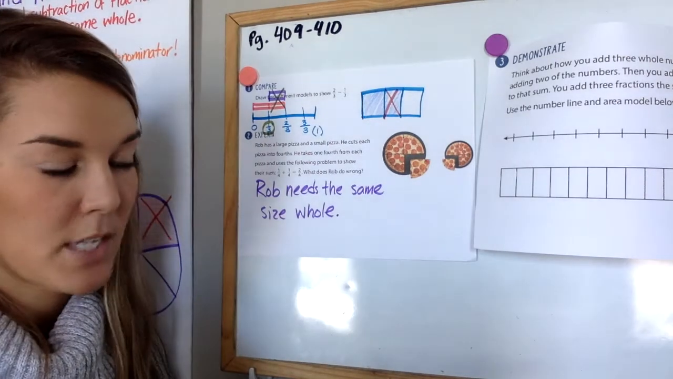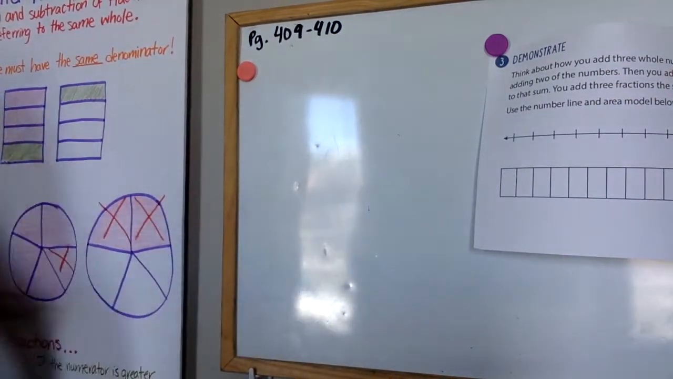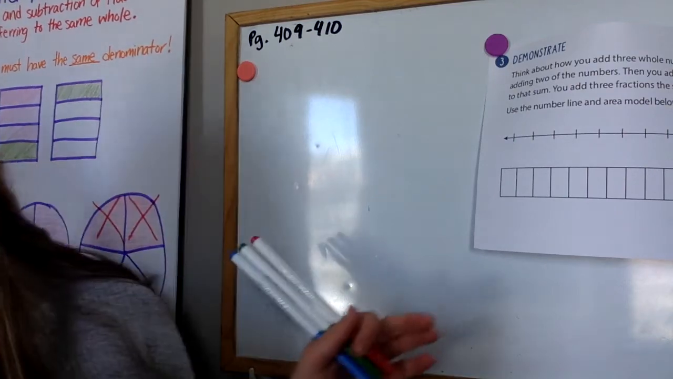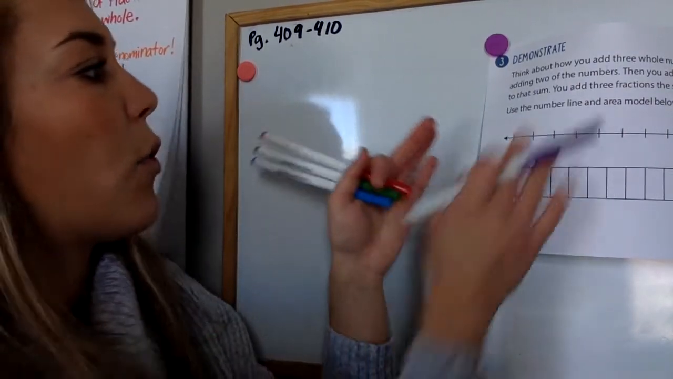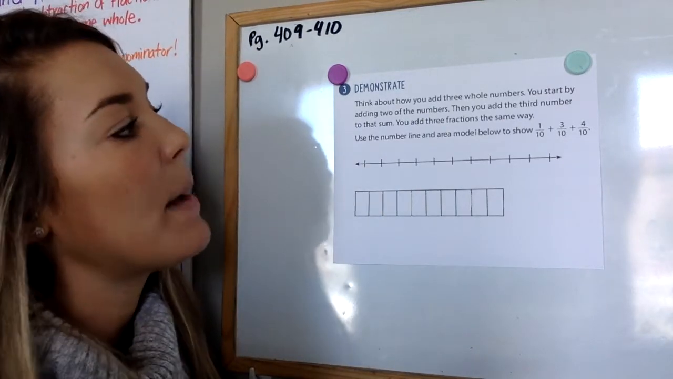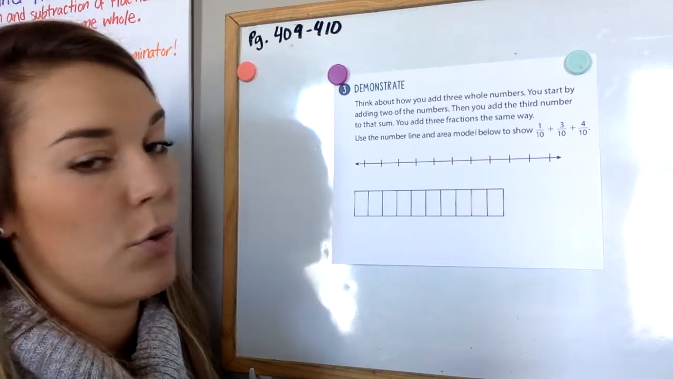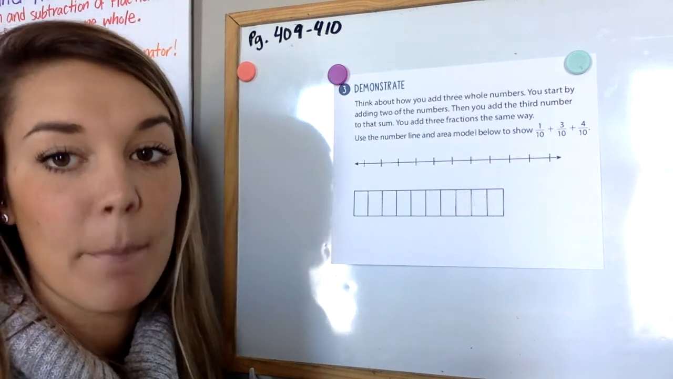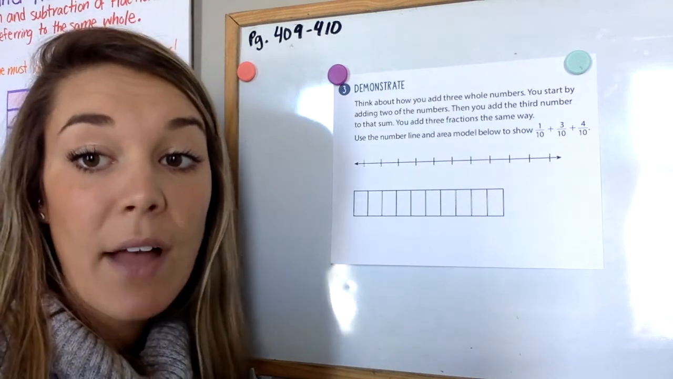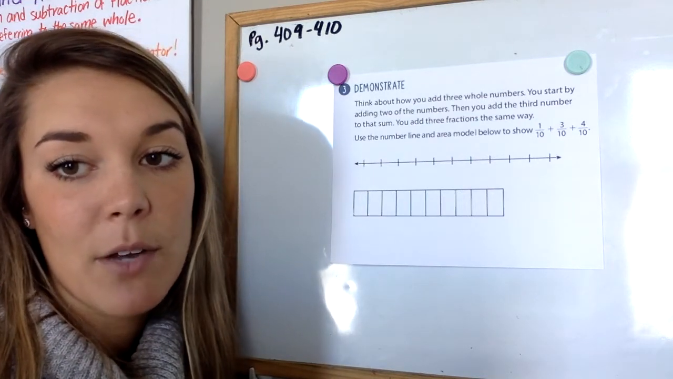If you need a minute, pause me. Otherwise, I'm going to move on to number 3. Number 3 is still on page 409. So, it says, think about how you add 3 whole numbers. You start by adding 2 of the numbers, then you add the third number to that sum. You can add 3 fractions in the same way. Use the number line and area model below to show.